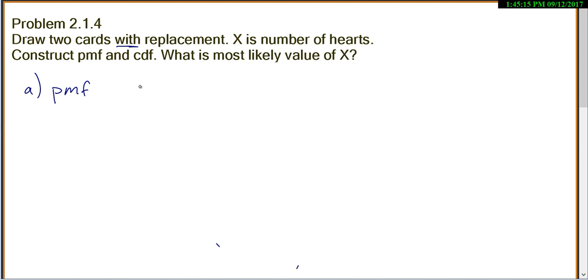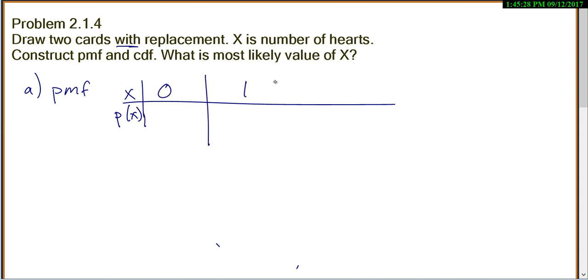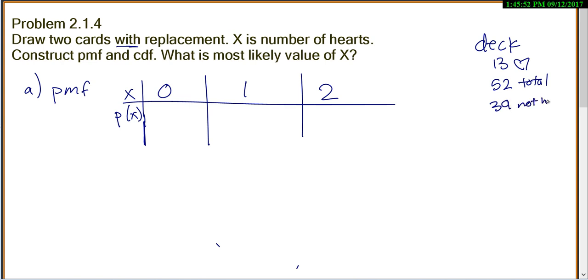To do this, we'd come up with some kind of table: here's X, here's the probability of X. What are the possible values? If we draw two cards, you can get 0 hearts, 1 heart, or 2 hearts. So let's figure out all these probabilities. If you think about a deck of cards, there are 13 hearts out of 52 total, and that means there are 39 not hearts.